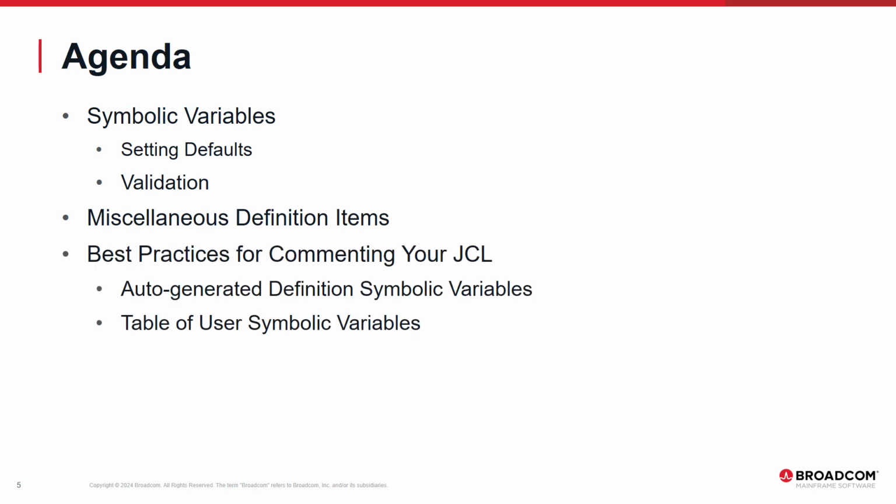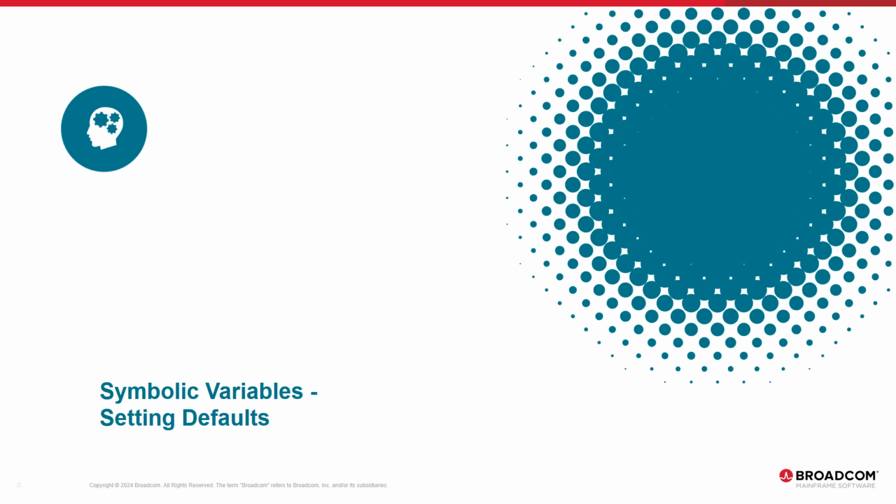We will cover a few best practices for commenting your JCL by including auto-generated definition symbolic variables and by including a table of user-defined symbolic variables. Our last topic will cover user-defined line commands and how you can use them to execute a Brutus job. And finally, we will summarize what we learned in this video. Let's get started on our first topic of setting default values for symbolic variables.